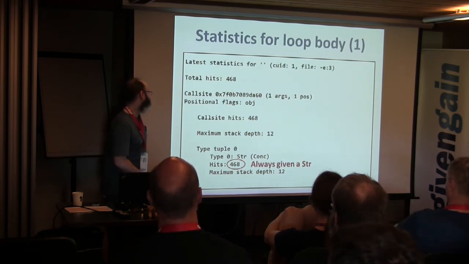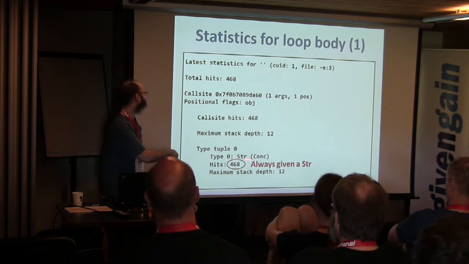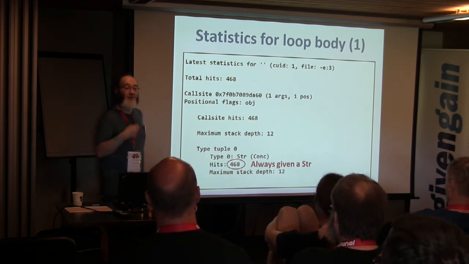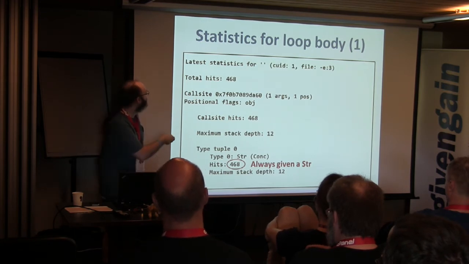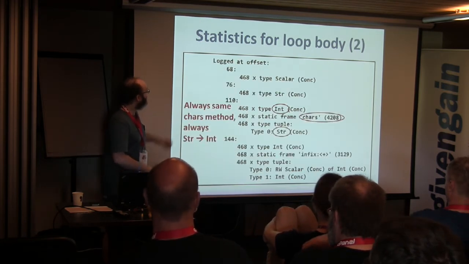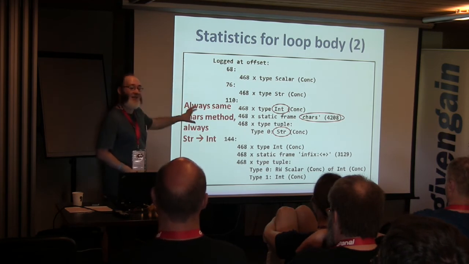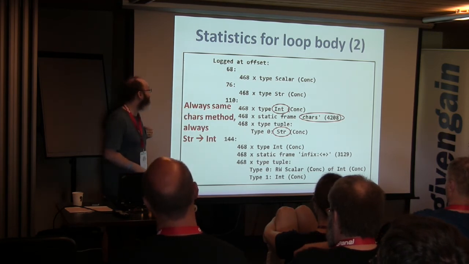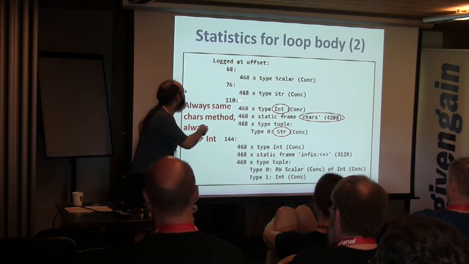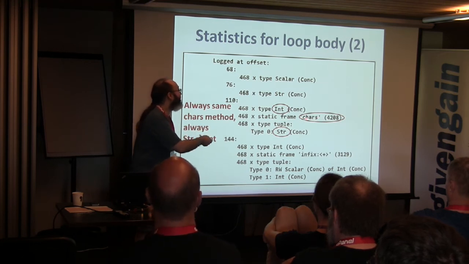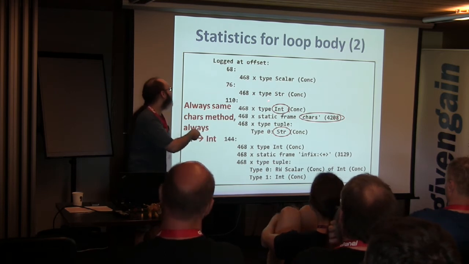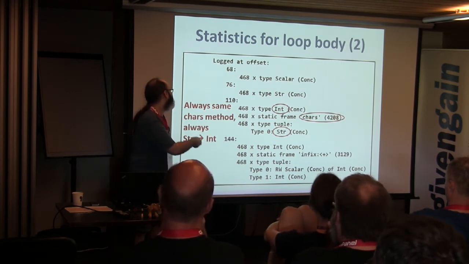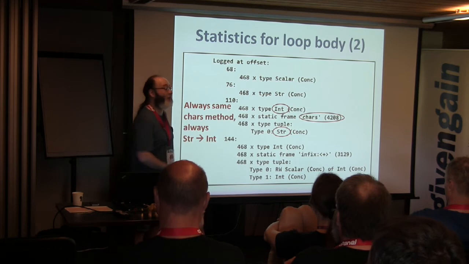For the loop body, we can see it always gets called with a string. So we didn't know what it was going to be, but now we can see it's very normally a string. We also log a load of data inside of these methods. For example, at this location, we can see we always call the static frame chars. We always get back an int from it, and we always pass it a string.